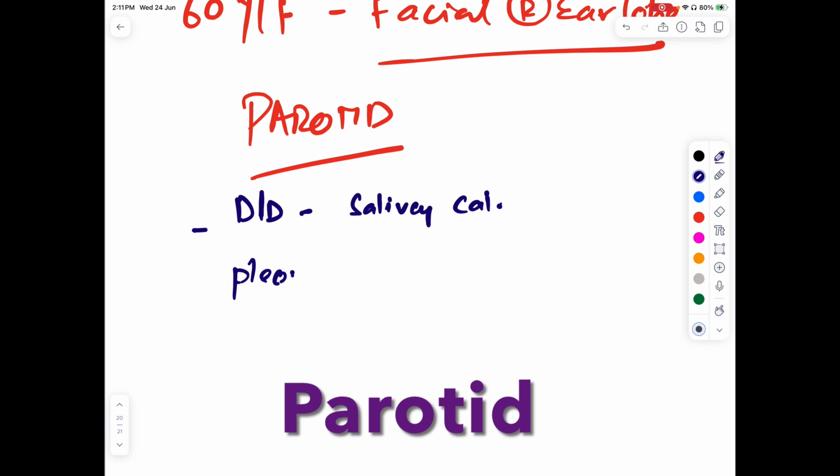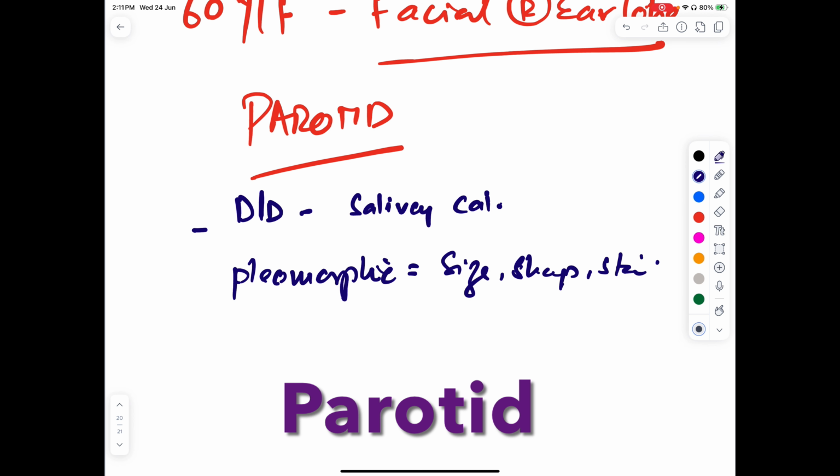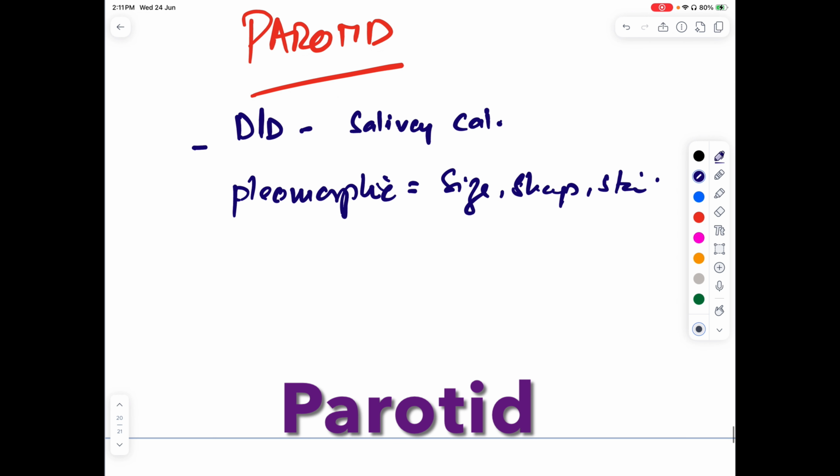Pleomorphic means it has different size, shape and staining of nuclei. It has a pleomorphic appearance. The benign tumor consists of mixed ductal, epithelial and myoepithelial elements, therefore it has mesenchymal differentiation.